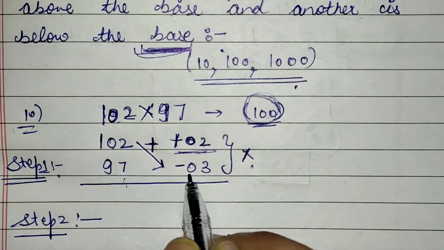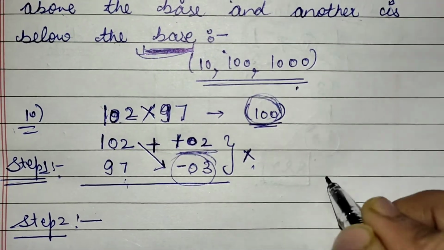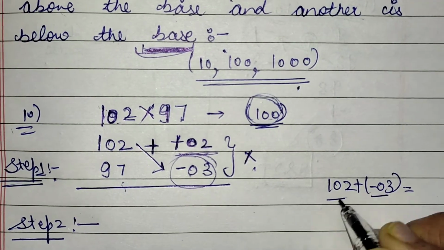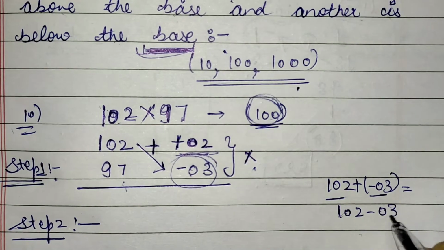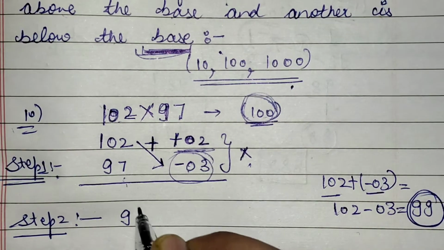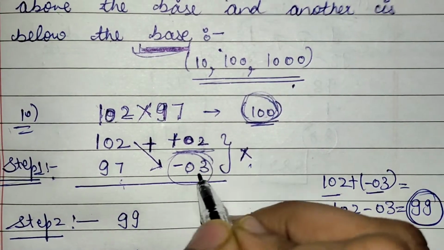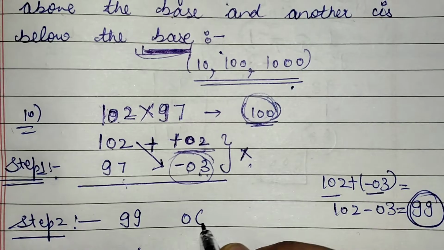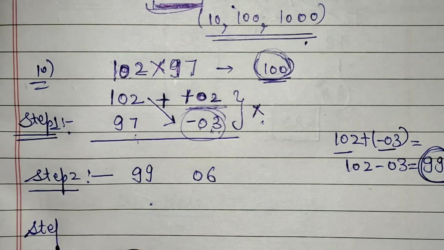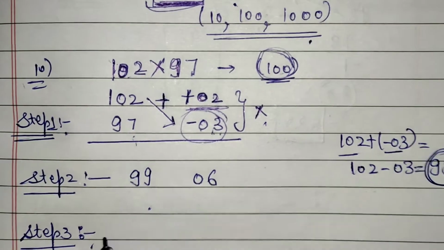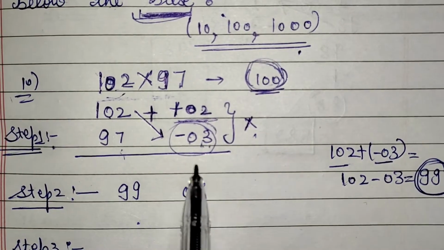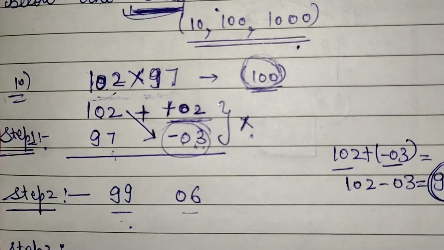So 102 plus minus 3. Remember this thing: the plus sign with minus 3, this time it will get subtracted instead of added. So it will give me 99. And the multiplication of 2 and minus 3 will give me 06. Okay, so this is not my answer, as it was earlier when both the values were above the base. Now I have to do one more step.